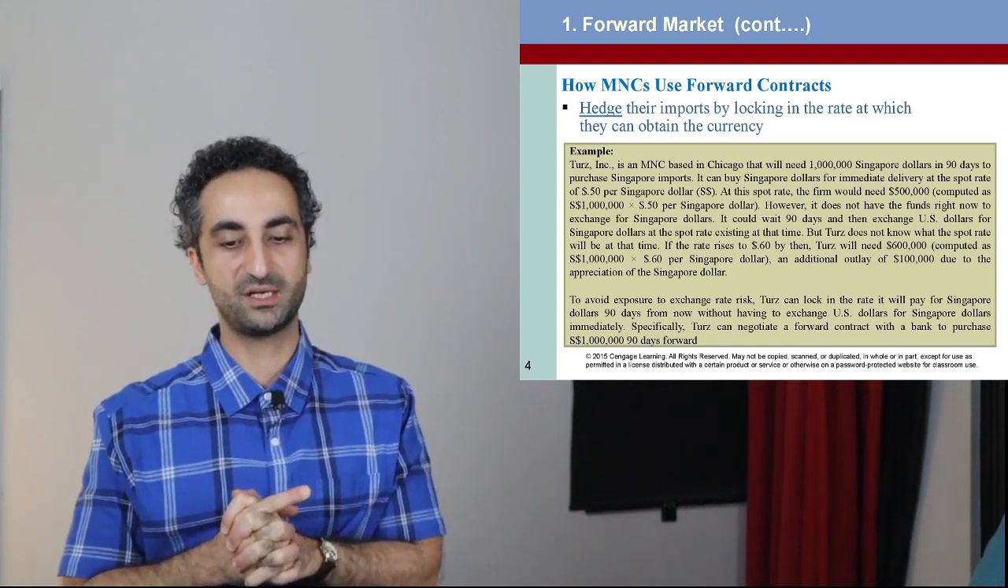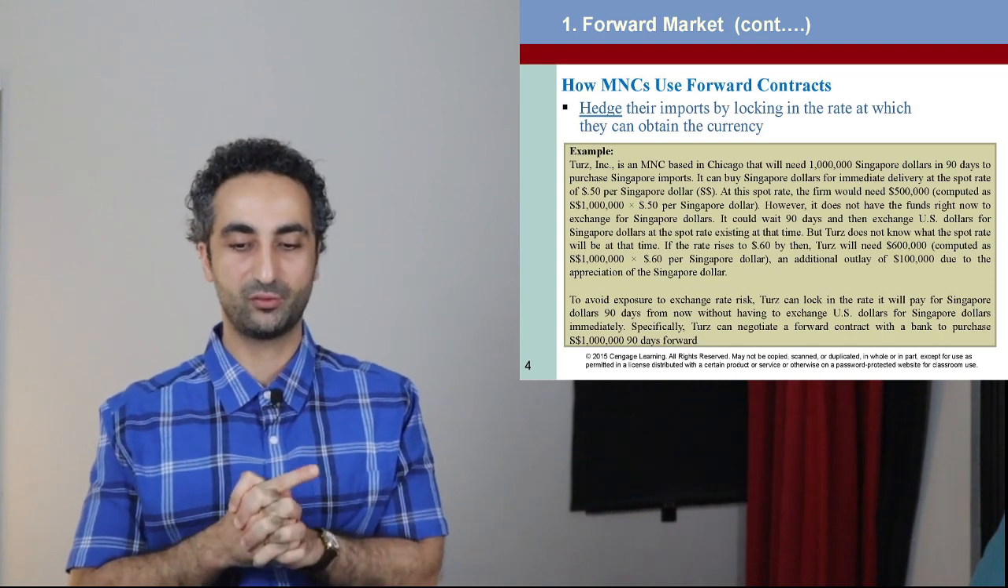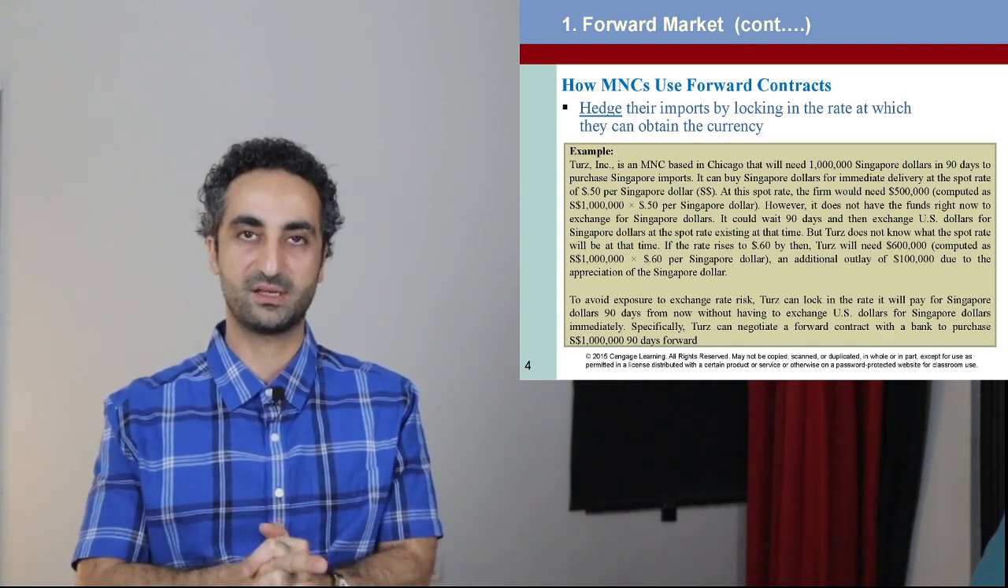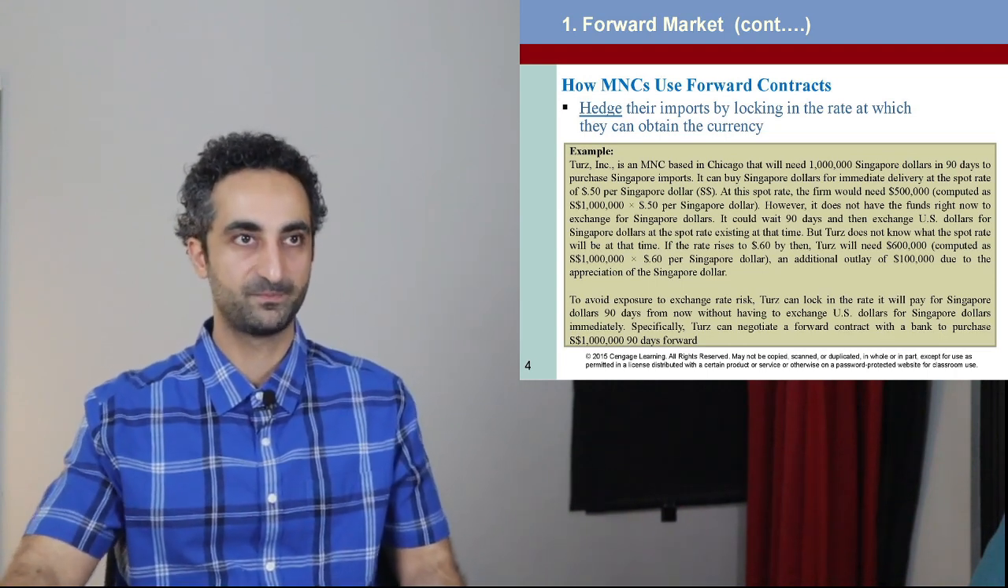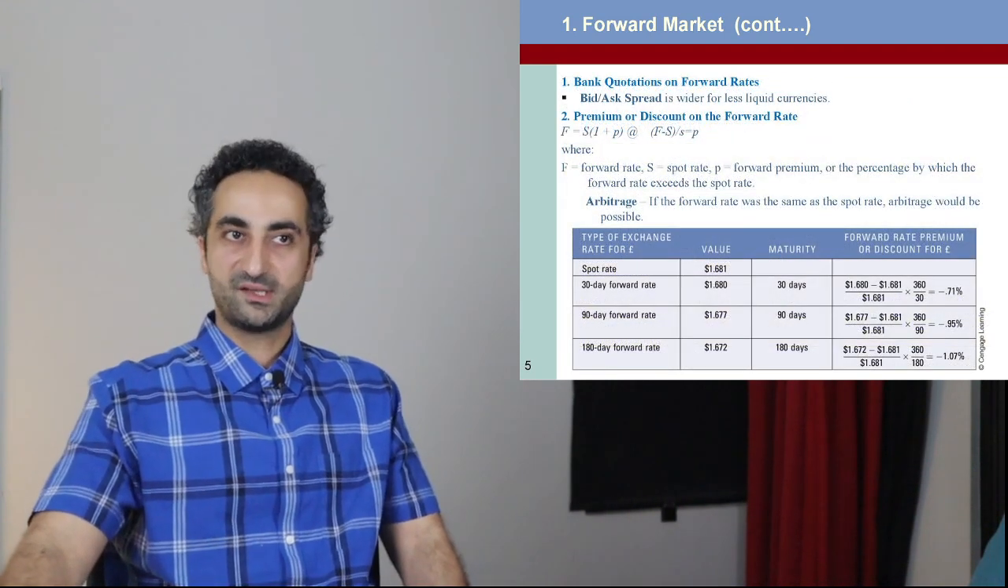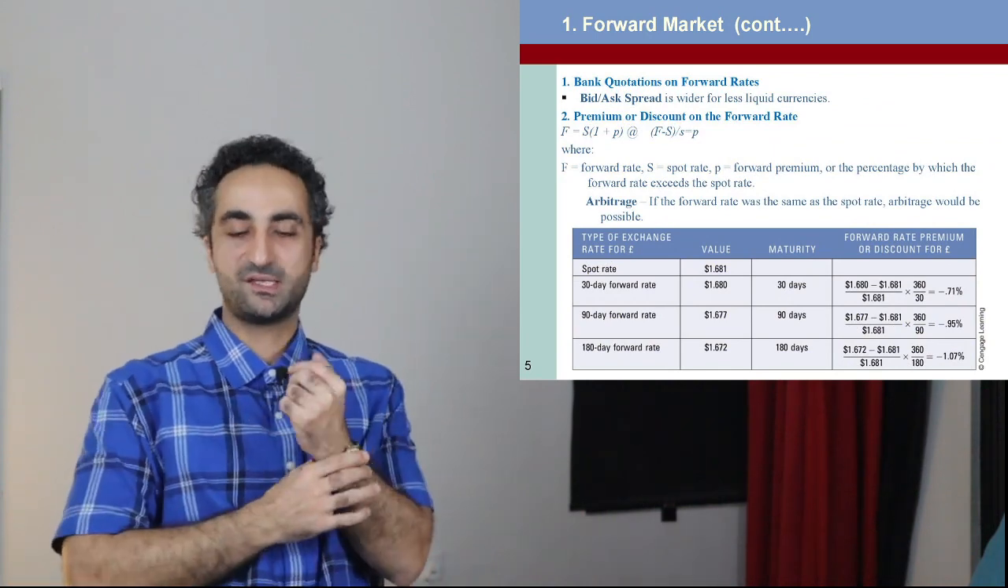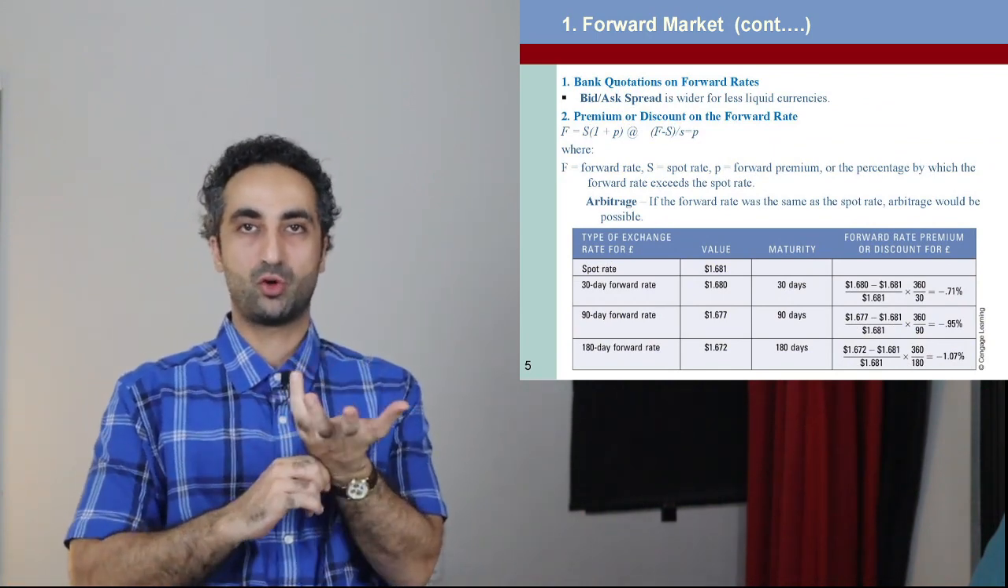Specifically, Tours can negotiate a forward contract with a bank to purchase the specified amount at the specified date you need. Now, after this example, let's do some analysis. Let's see what did we learn here? What do we need to know?